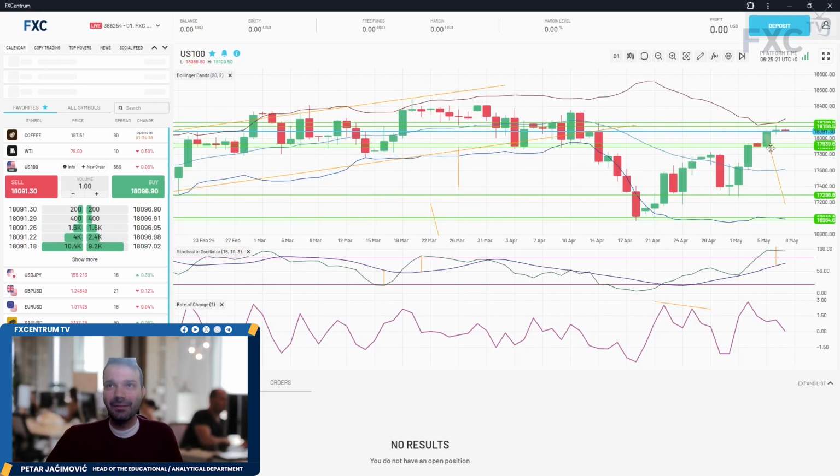On the US 100, as I alerted about, this is a key resistance around 18,200 mark. We have the upper Bollinger Band, and we kind of have divergence on the rate of change. You can see here, market made a higher high, but the rate of change made a lower high. So that's a classical bear divergence in the rate of change, just around the resistance.